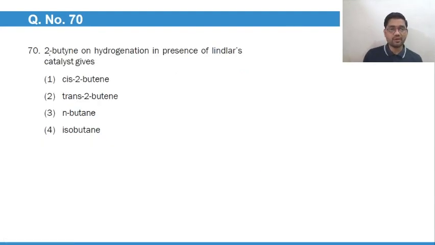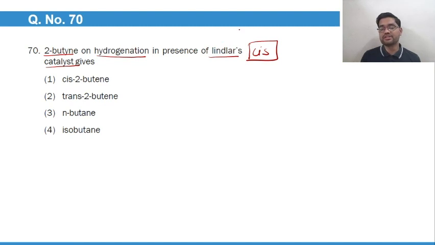70. 2-butene on hydrogenation in the presence of Lindlar catalyst. Lindlar's catalyst undergoes cis addition. 2-butene means cis-2-butene. Lindlar catalyst gives partial reduction, that means alkyne will get converted to alkene, in cis form. So cis-butene will be the best answer.